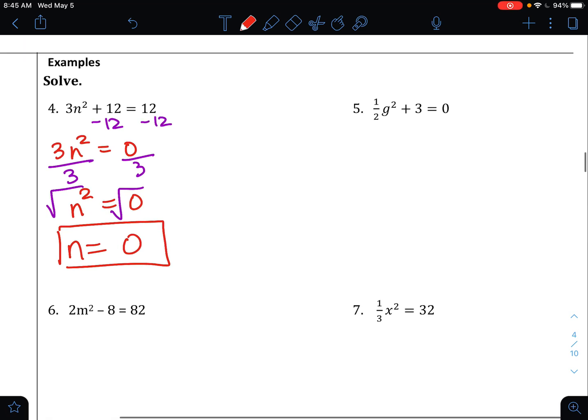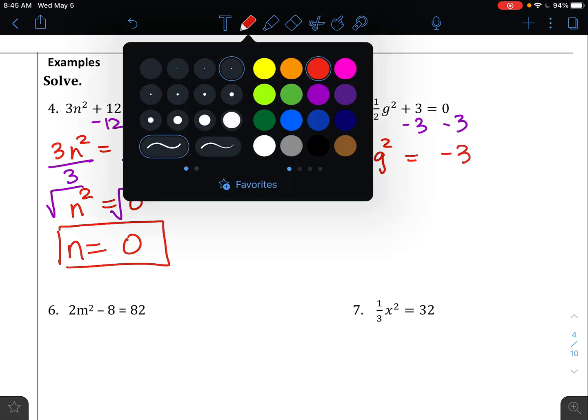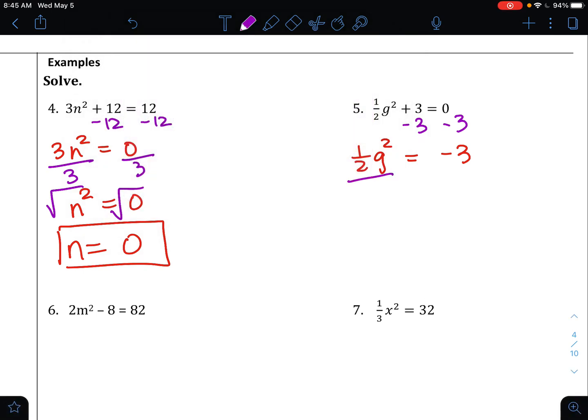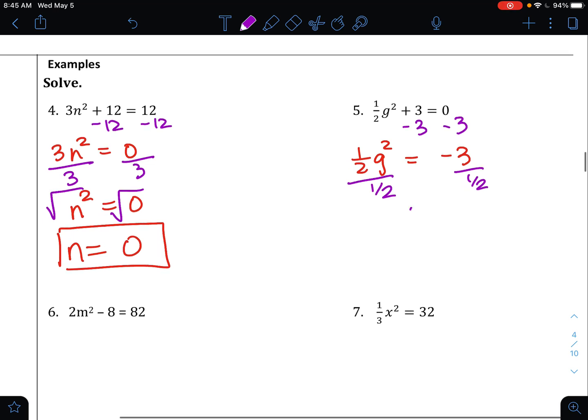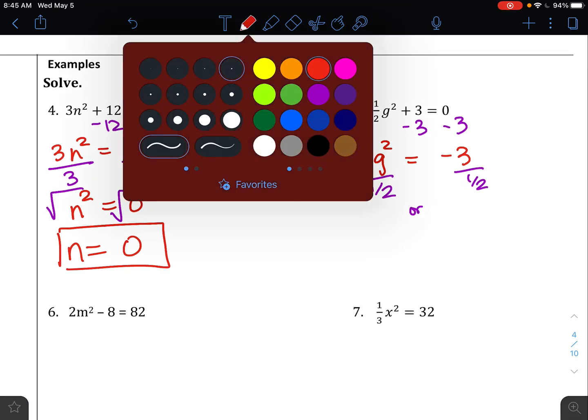Okay, number 5. Step 1 is the same. Move the single number to the other side. All right, so I have 1/2 g squared equals negative 3. So get 1/2 by itself. So you could do one of 2 things. You could divide off 1/2, okay? Or, let me rewrite the problem.